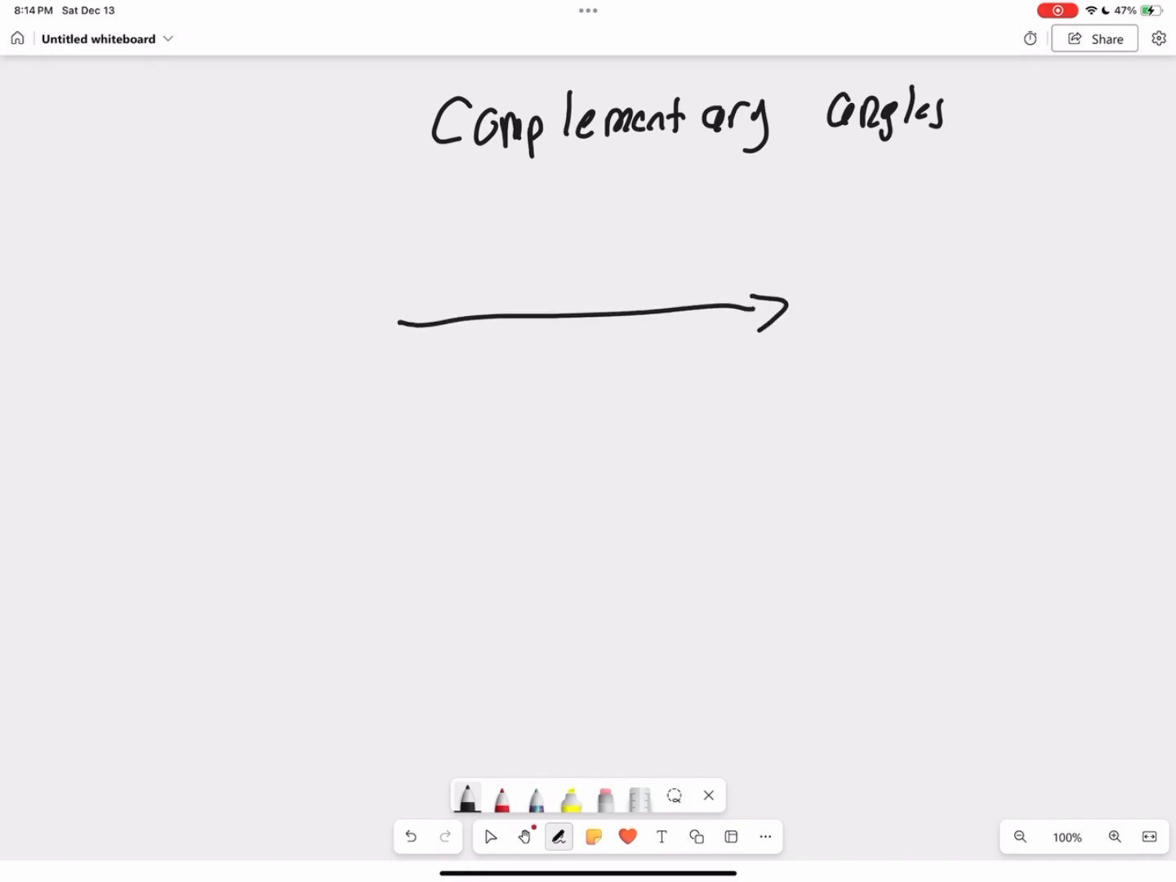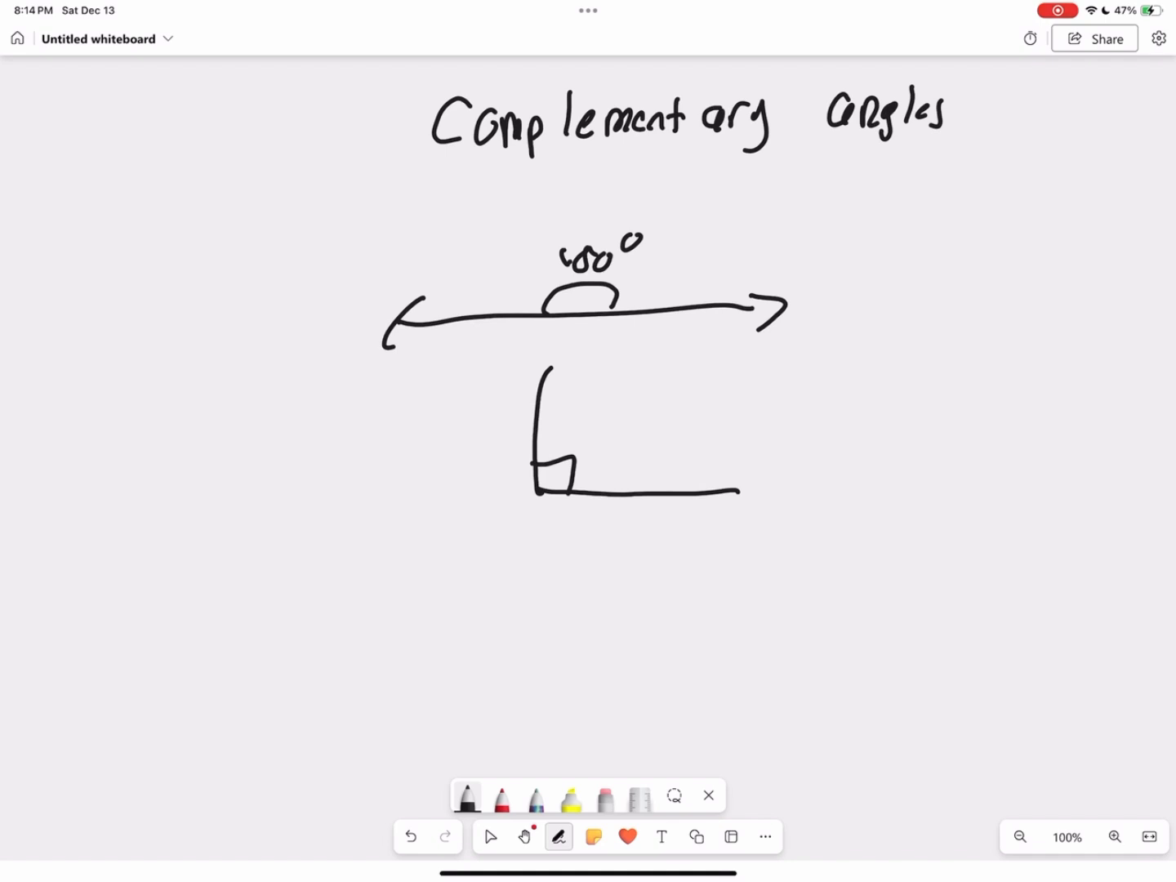Now let's talk about complementary angles. Complementary angles are two angles that add to give you 90 degrees. So remember, we're working with a line that's 180, but a 90 degree angle, which we know looks like this, is half a line. Basically 90 degrees is we take half of 180 degrees and we form this angle right here. So it's like a special case.